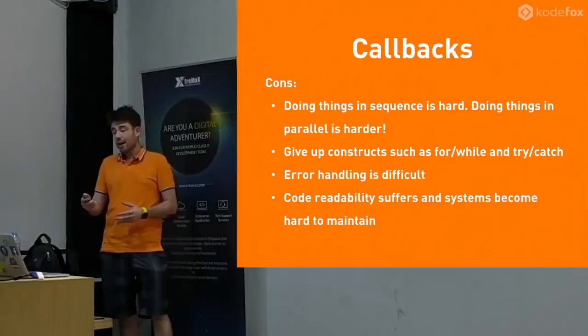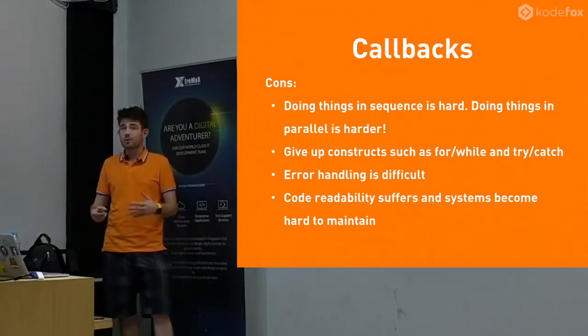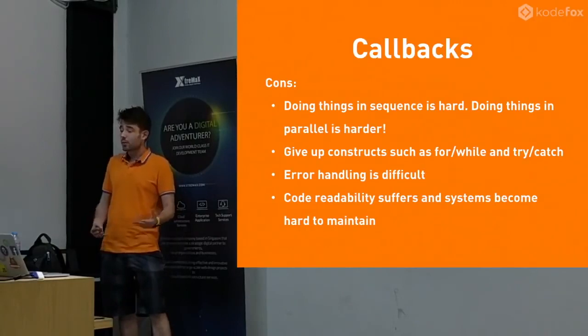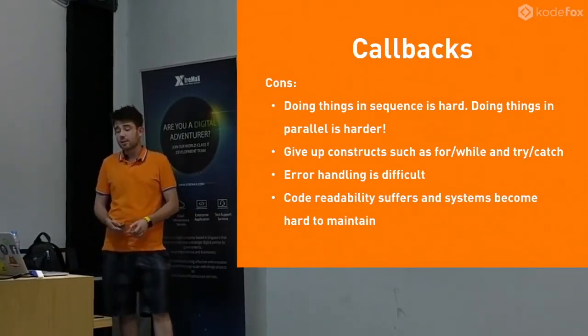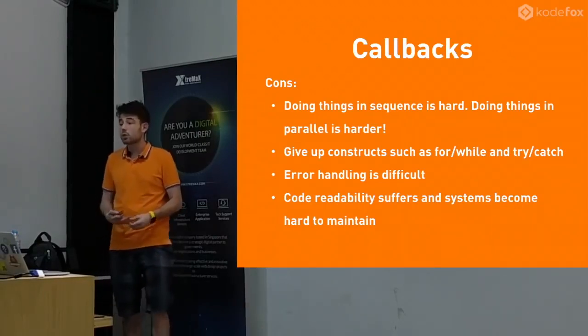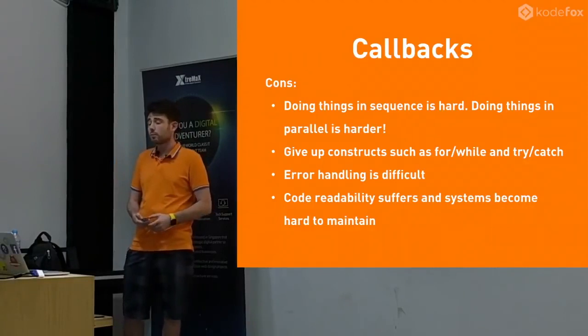And then there's error handling. As you know, you always have to check this error parameter. Things could fail during the middle of a network request. It needs to be handled. And your code readability goes downhill pretty fast. So systems become hard to maintain when there's a lot of callback asynchronous code.